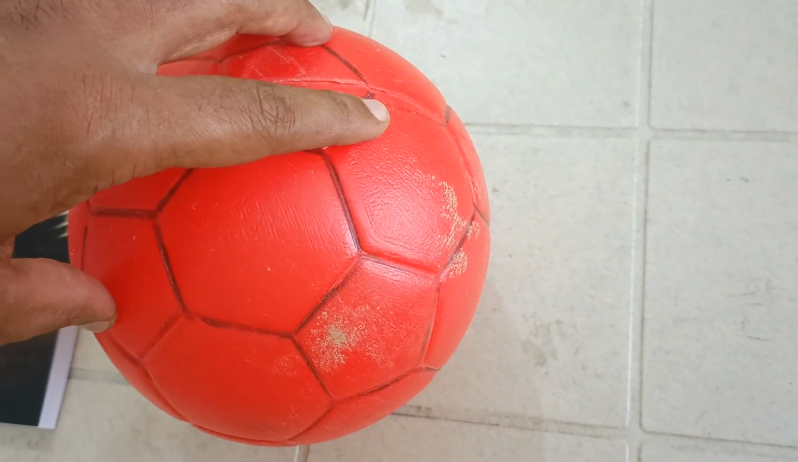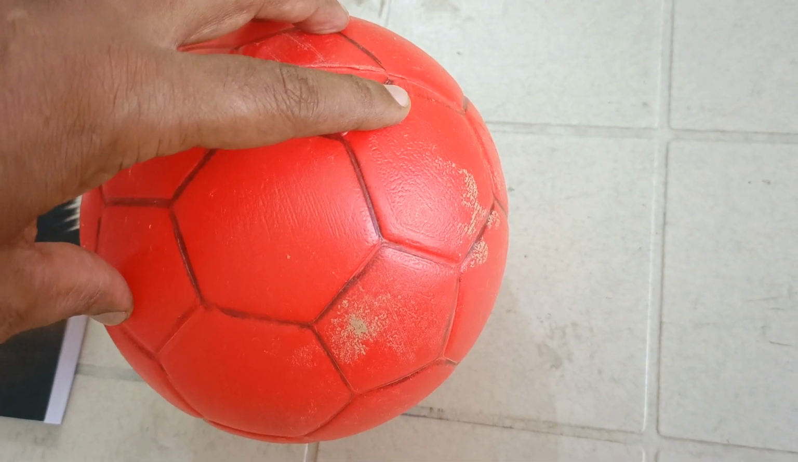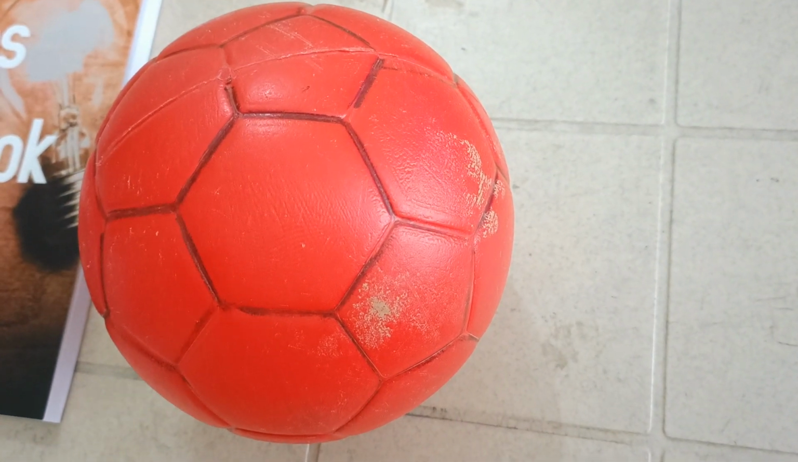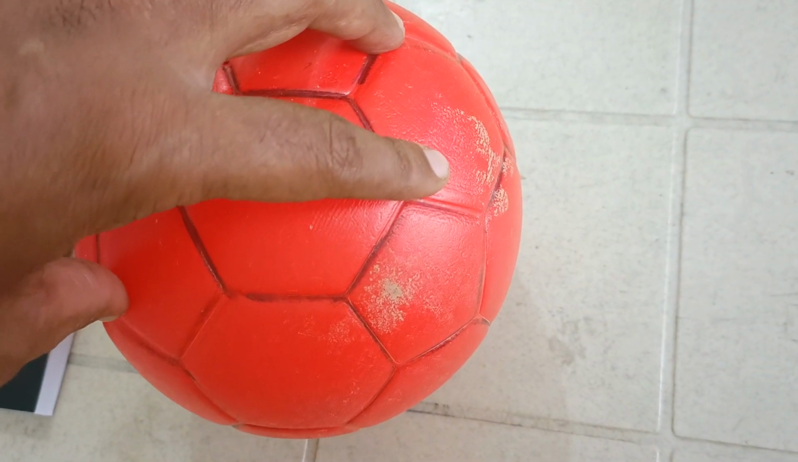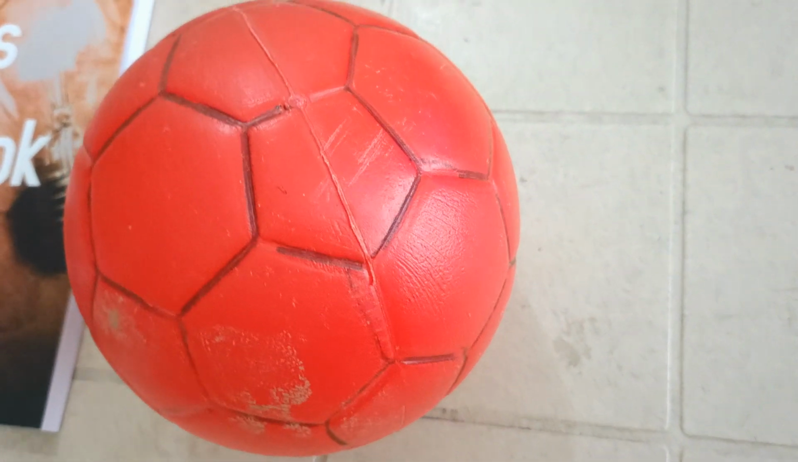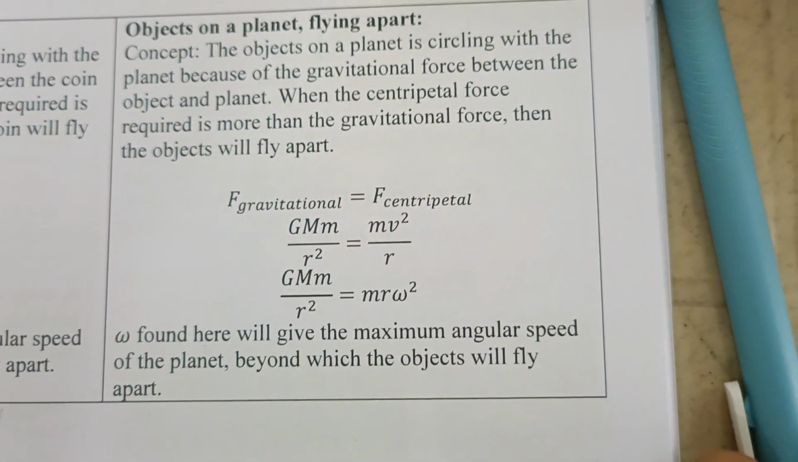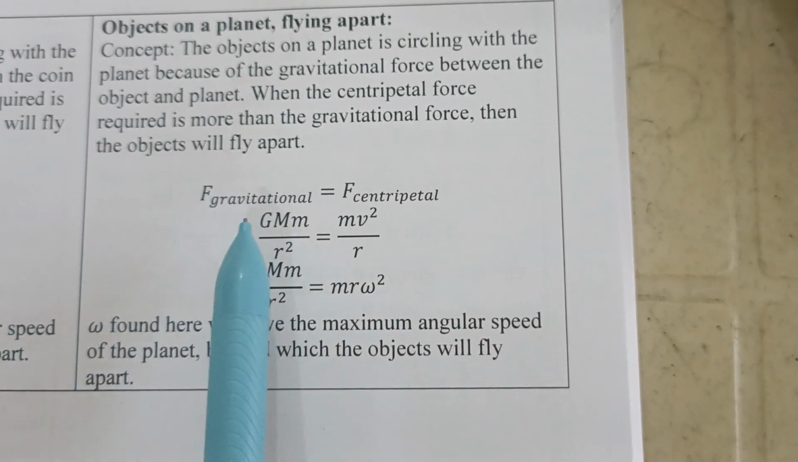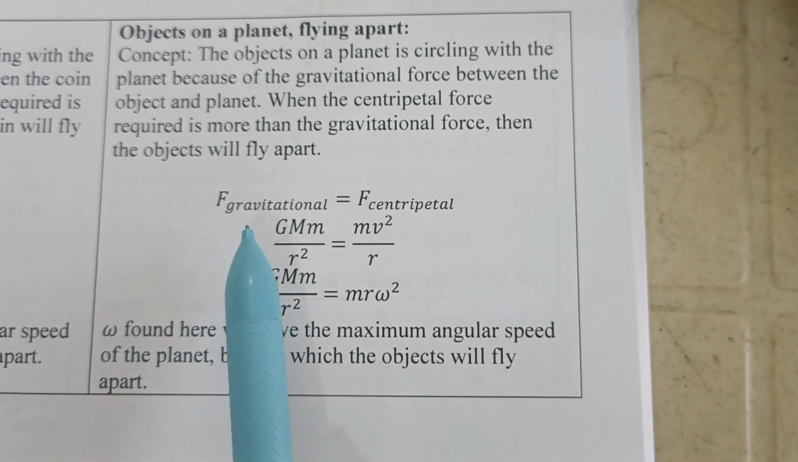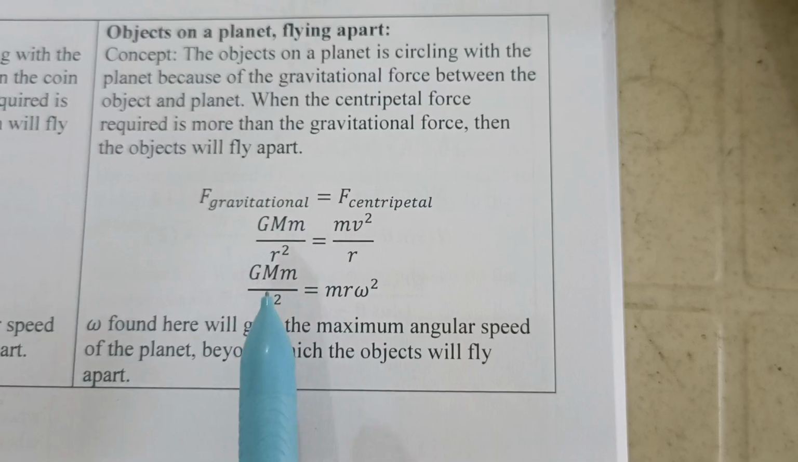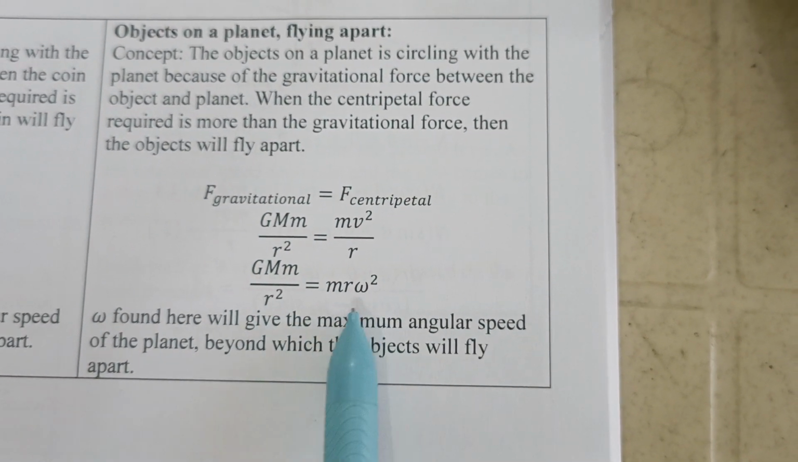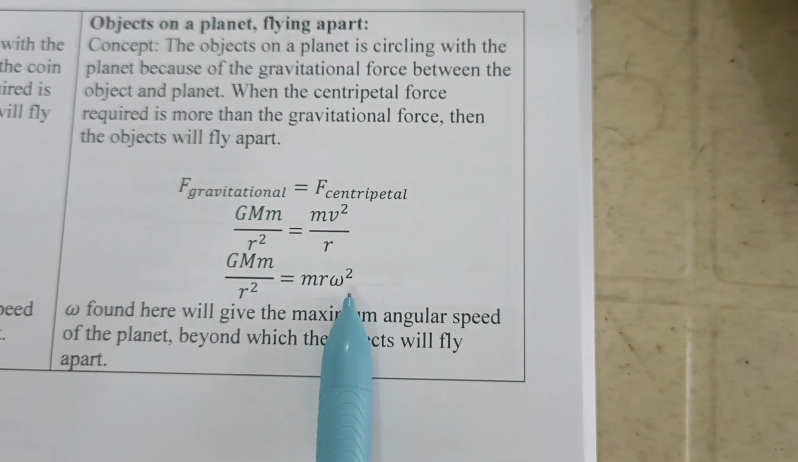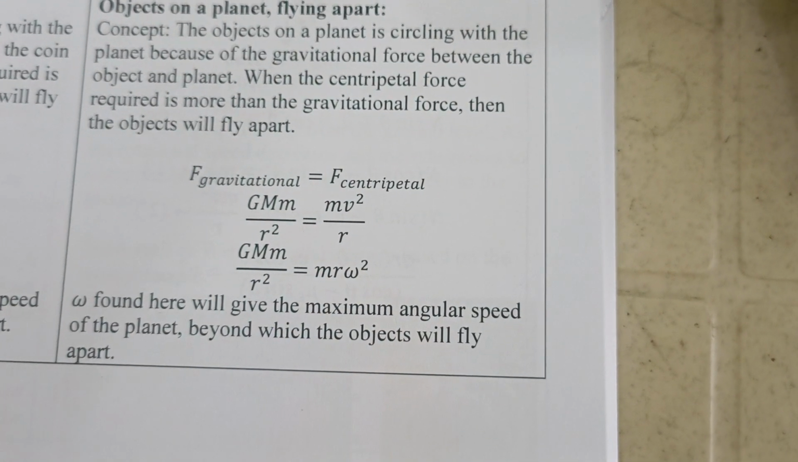Who is providing the centripetal force is the gravitational force. If the gravitational force is not high enough, then the objects will not be able to stick to the planet. Okay, so the concept is again very easy. Instead of friction, you have gravitational force. So gravitational force is equated to the centripetal force. You know gravitational force is G M m by r squared. So do the same thing. The m cancels, so omega can be found out.